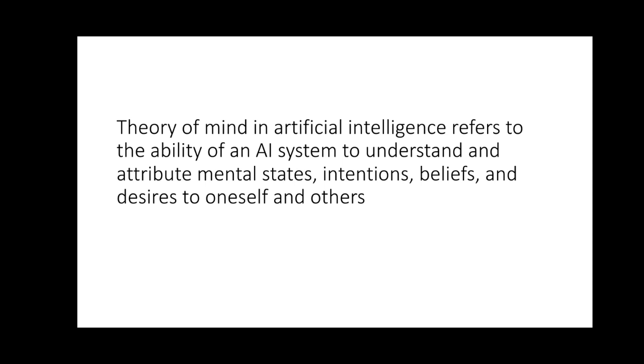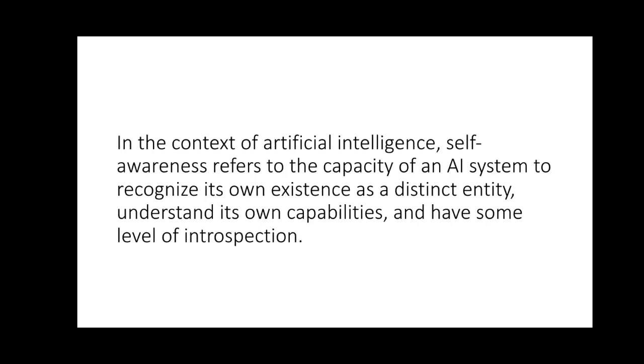Secondly is what we call the theory of the mind. Theory of the mind in artificial intelligence refers to the ability of an AI system to understand and attribute mental states, intentions, beliefs, and desires to oneself and others. In the context of artificial intelligence, self-awareness refers to the capability of an AI system to recognize its own existence as a distinct entity, understand its own capability, and have some level of introspection. That's what we understand by self-awareness.